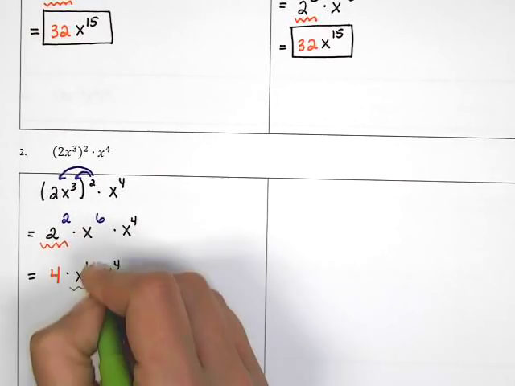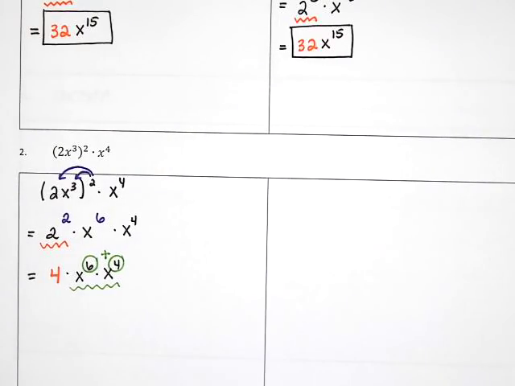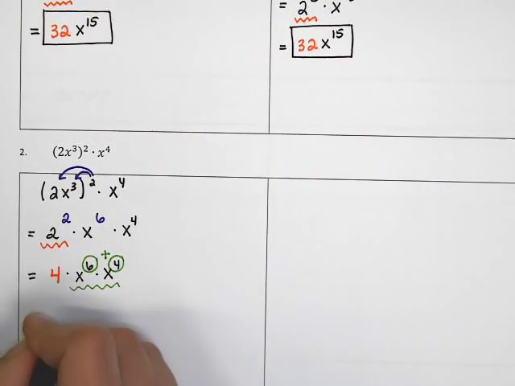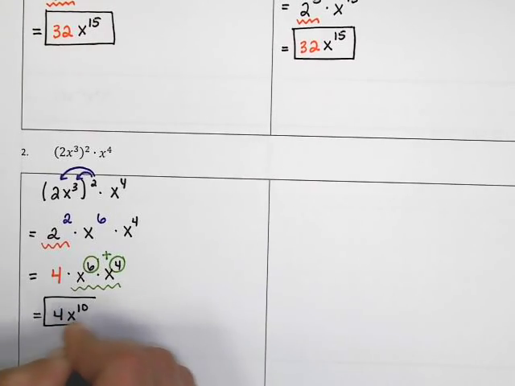If I have the same base and I'm doing a multiplication problem, I can just add the exponents. So my answer would be 4x to the 10th power, and I would be done.